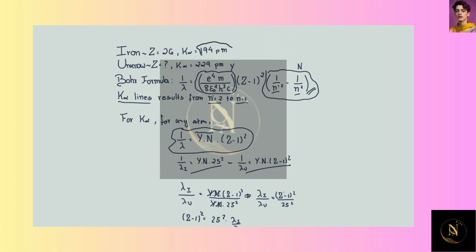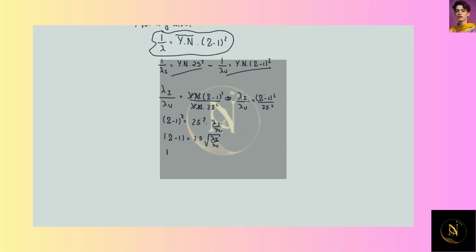To do so, we just have to plug in the given values for both lambda iron and lambda unknown. This is the value for lambda iron, and this is the value for lambda unknown. So we have z minus 1 equal to 25 times the square root of 194 divided by 229. This gives us approximately 23. Then we conclude that z is equal to 24, and therefore our unknown element, by looking at the periodic table, is chromium.